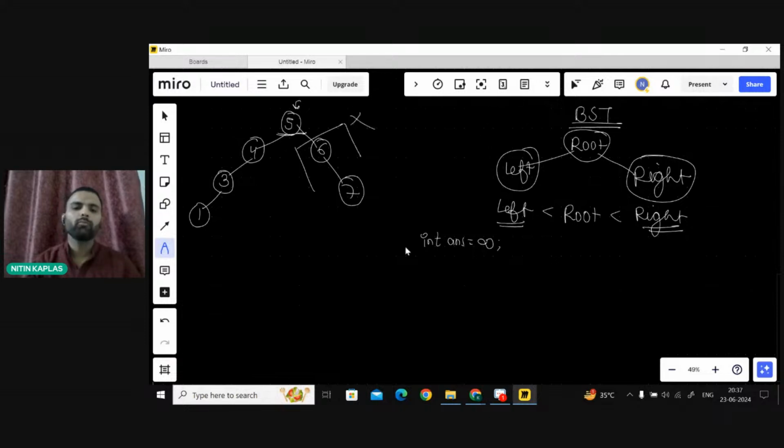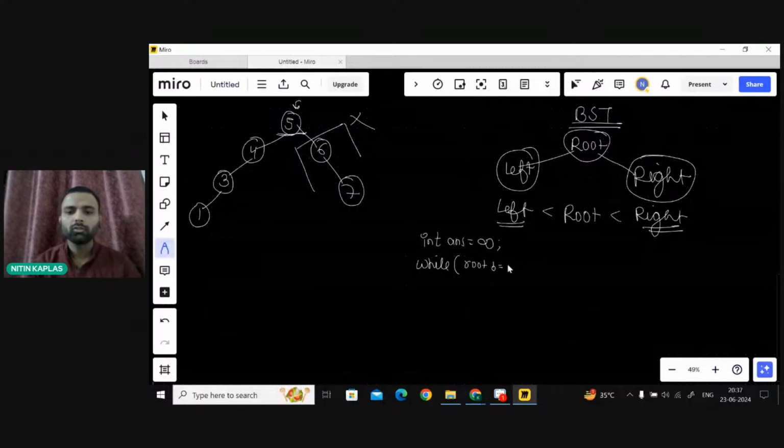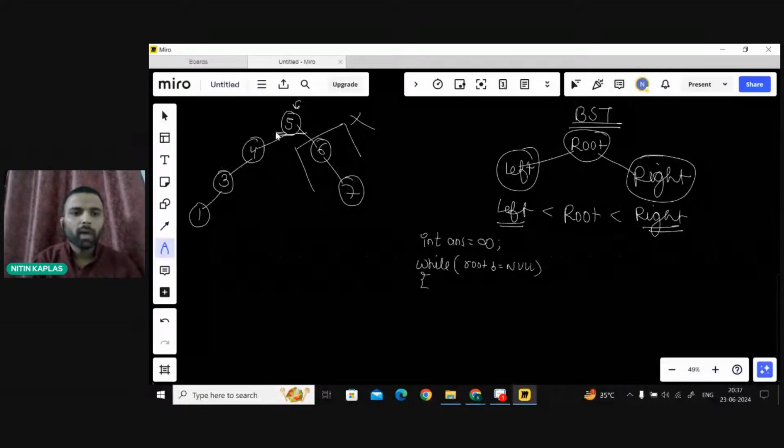For that, let's create a while loop. Inside this while loop, I simply search till my root is not equal to null. Either this is my answer, or the next one is my answer. So simple. Let's take another example. It's a very simple question. So our answer is this.